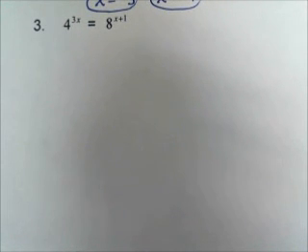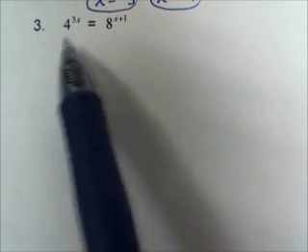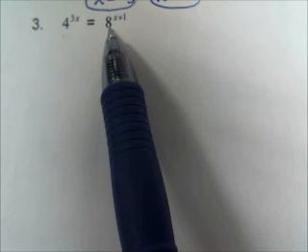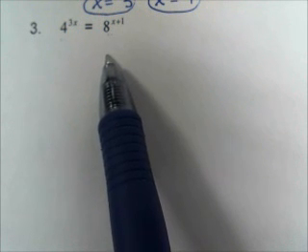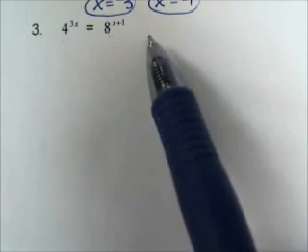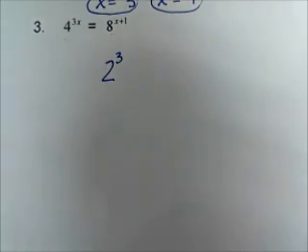Number 3. We have 4 to the 3x equals 8 to the x plus 1. We have two different bases. We need to express them as powers of the same base. Take the larger, 8. Can 8 be expressed as 4 to a power? No, so bring it down to something even smaller. 8 can be expressed as 2 to a power. So replace 8 with its equivalent, 2 to the 3rd power.